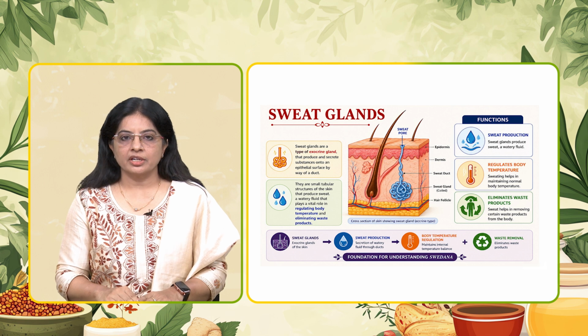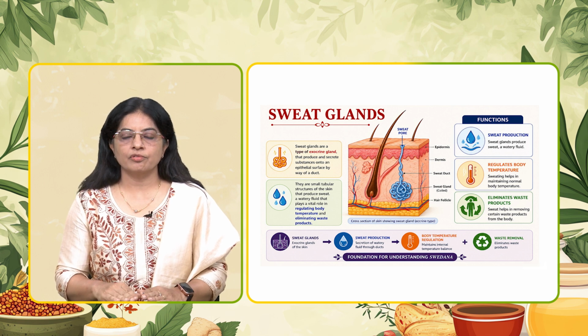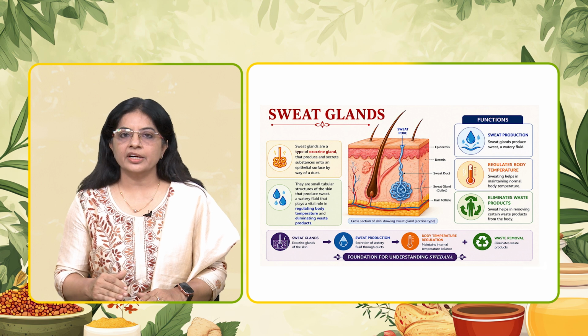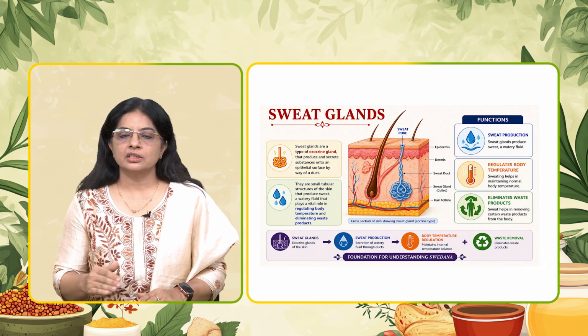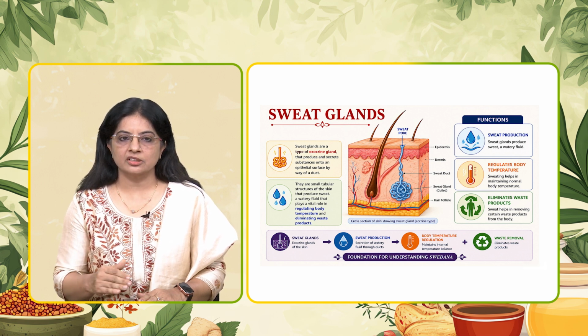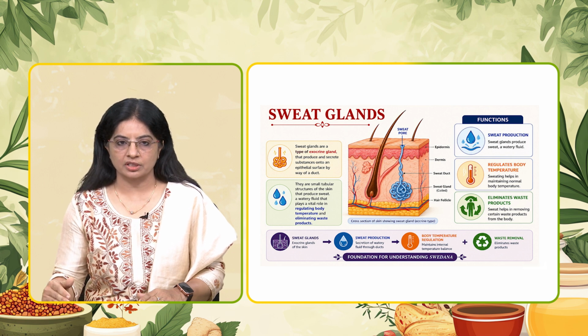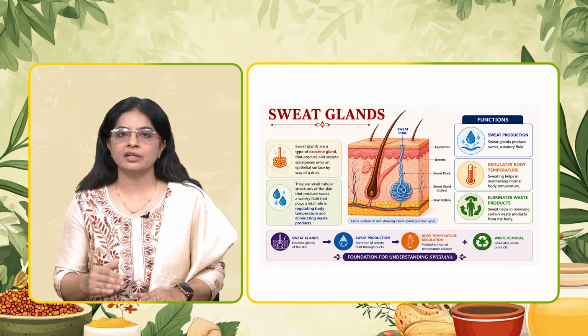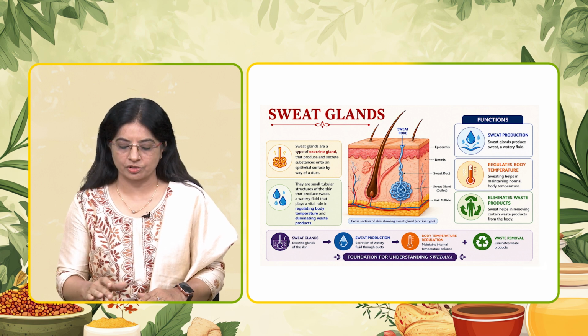To understand how Swedan works, first we look at the sweat glands. Sweat glands are a type of exocrine gland that produce and secrete substances onto the epithelial surface by way of a duct. Sweat glands are tubular structures of the skin that produce sweat, and the role of the sweat is regulating body temperature and elimination of the waste product.